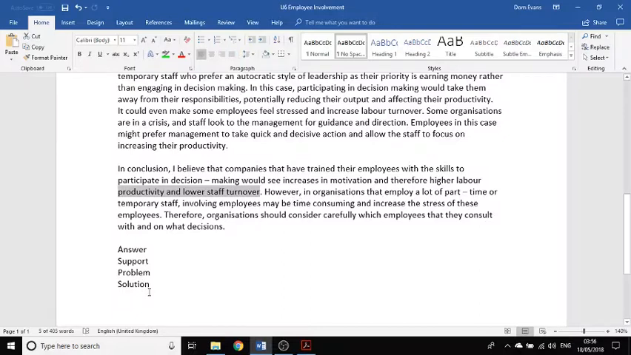Okay, so let's try and get a bit of balance, or a problem. However, in organisations that employ a lot of part-time or temporary staff, involving them in decisions may be time consuming and increase the stress of those employees. Well, what's my solution? Or an overall kind of it depends. Therefore, organisations should consider carefully which employees they consult with and on what decisions.